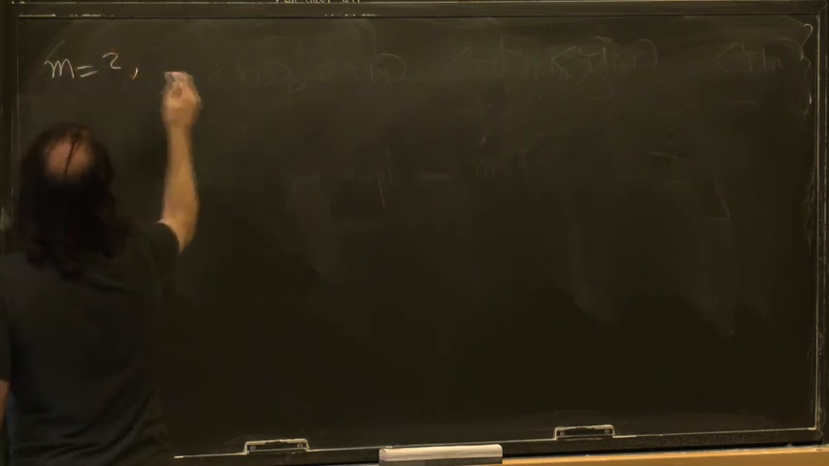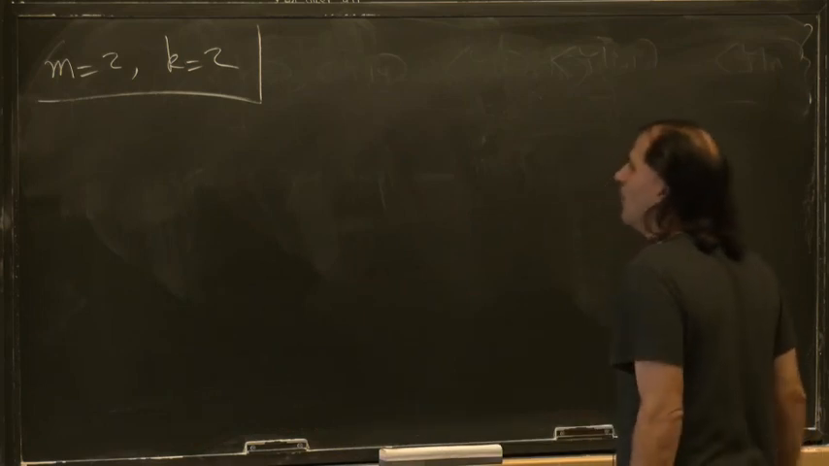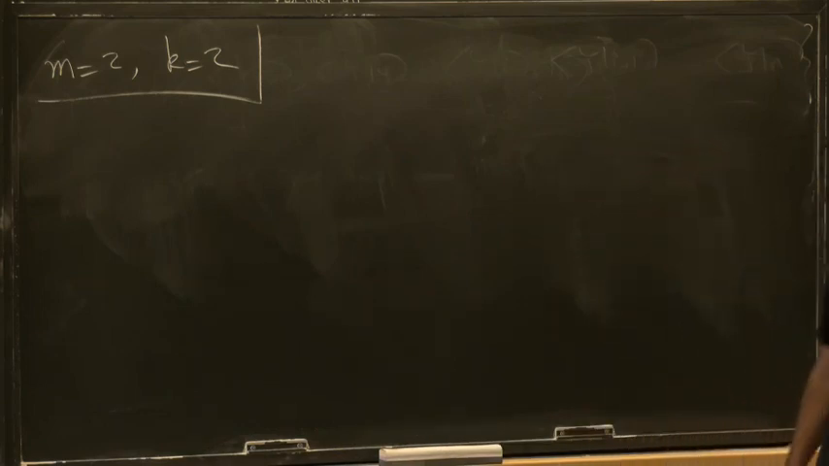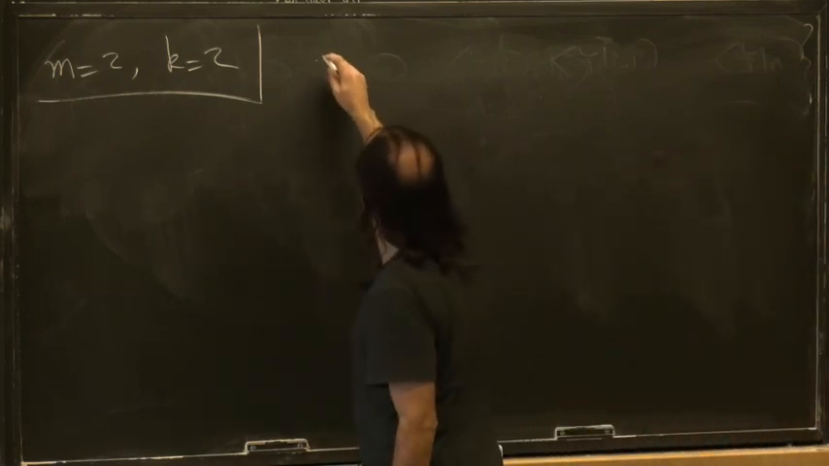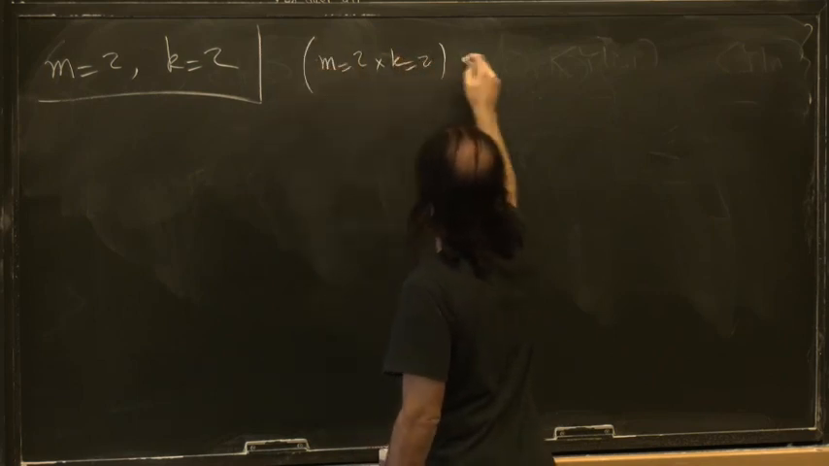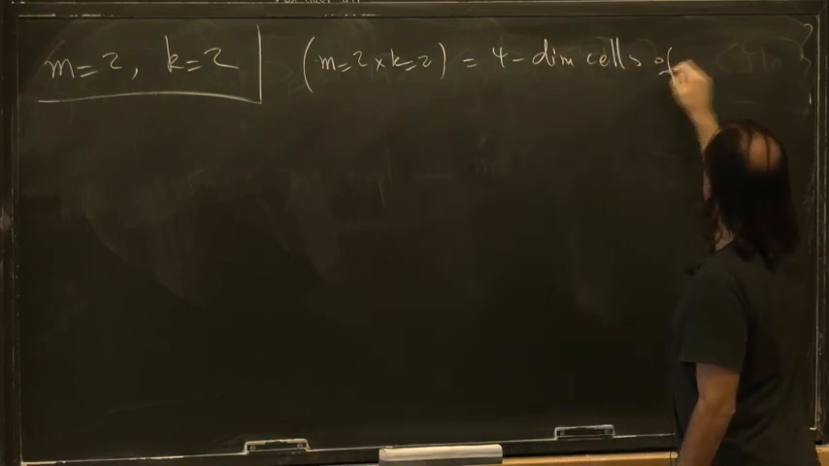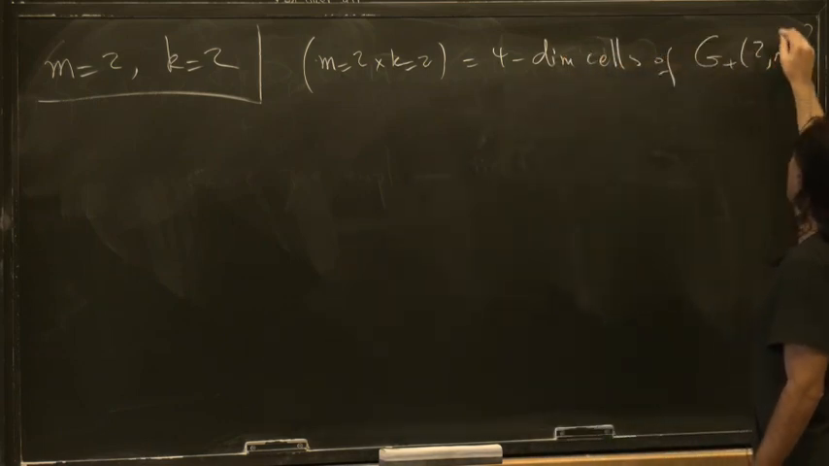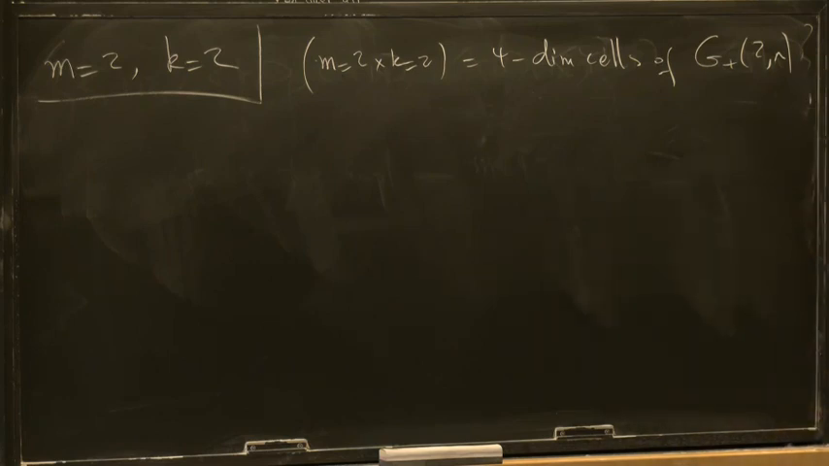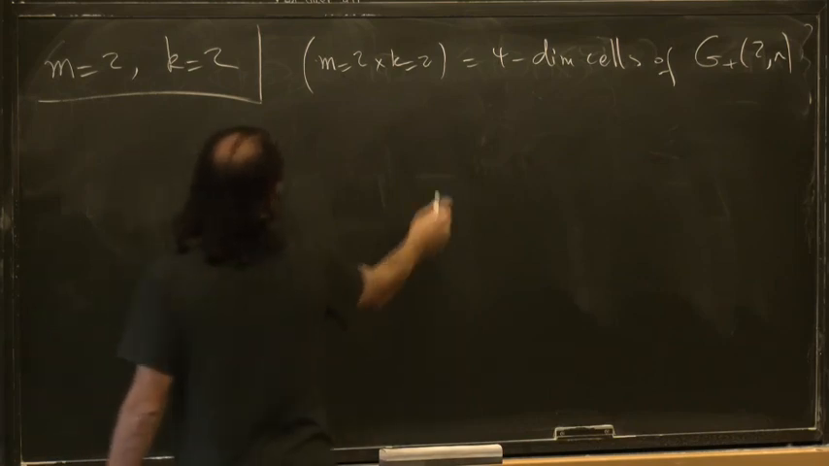So here's the answer for m equals 2 and k equals 2. Let me tell you how it works for m equals 2 and k equals 2. So now we're looking for 2 times 2, which is 4-dimensional cells of G(2,n). And actually, if you think about it for a second, we need a little bit more than that.